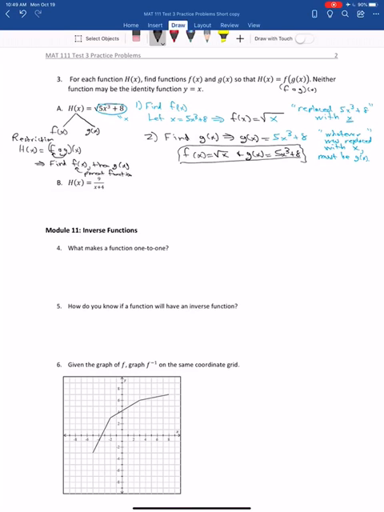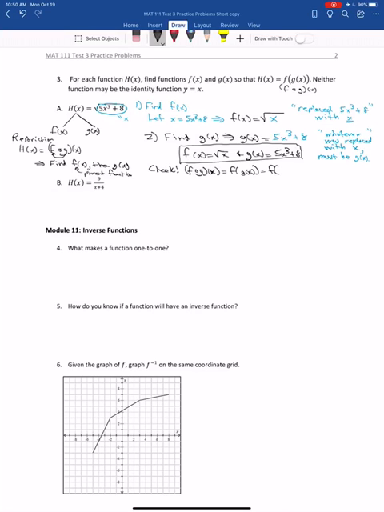All right, and again, you want to check that. Let's go ahead and check it using composition. So we can go back to our composition step. Let's check real quick.